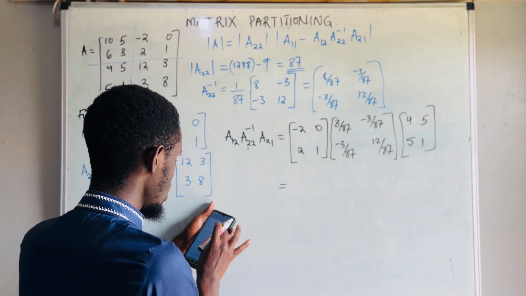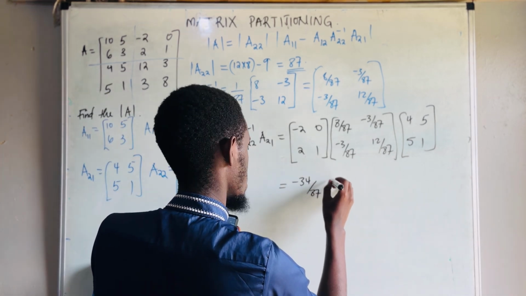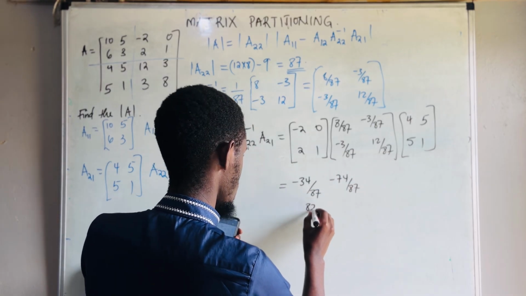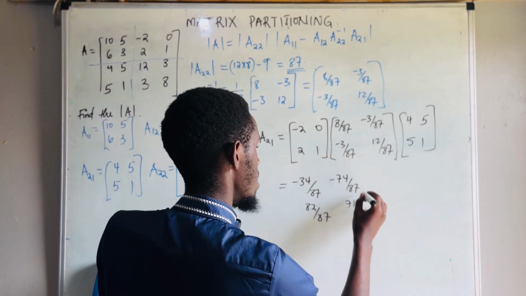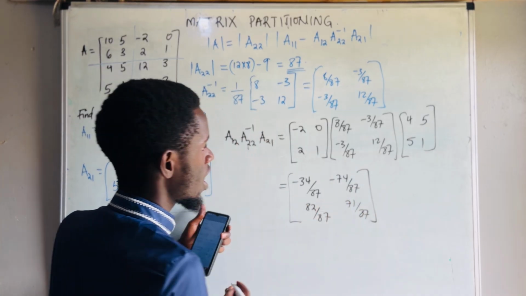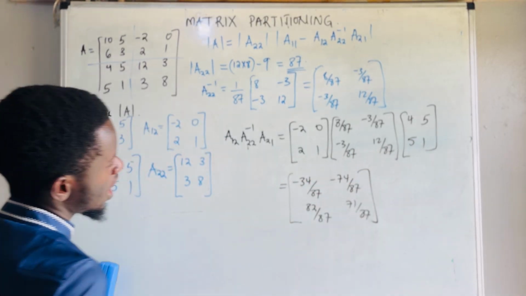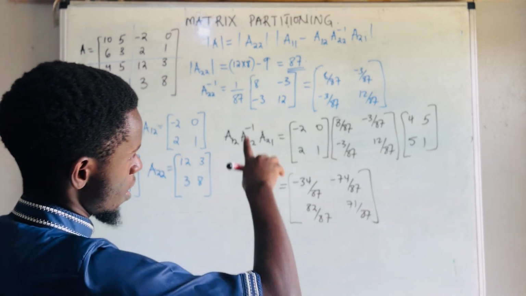We have to get negative 34 over 87, then negative 74 over 87, and then 82 over 87, and then 71 over 87. Members, this is the answer we get here. You can press calculator and get matrix A times matrix B times matrix C and get the answer here, or maybe choose to go slowly, row by column, and get the answer.